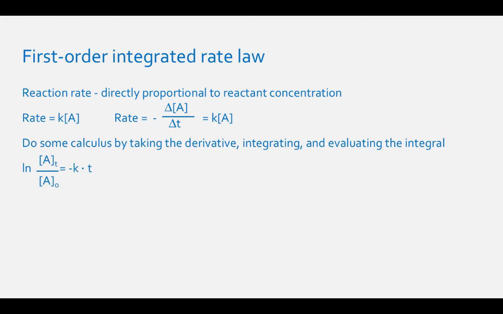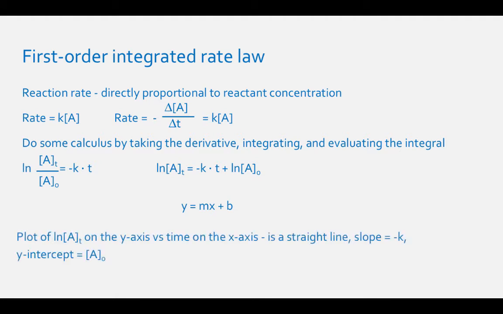The natural log, ln, of the concentration of A at a certain time divided by the concentration of A at time 0 equals negative k times time. If you rearrange this equation by utilizing the rules of natural logs, we end up with the natural log of the concentration of A at a certain point equals negative k times time plus the natural log of the initial concentration of A. This again is related to the equation of a straight line. A plot of the natural log of the concentration of A on the vertical axis versus time on the horizontal axis is a straight line with slope equal to negative k and y-intercept equal to the natural log of the initial concentration of A. Another way to write the first order integrated rate law is by taking the exponent of both sides.